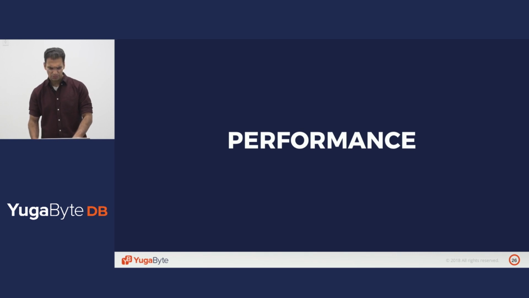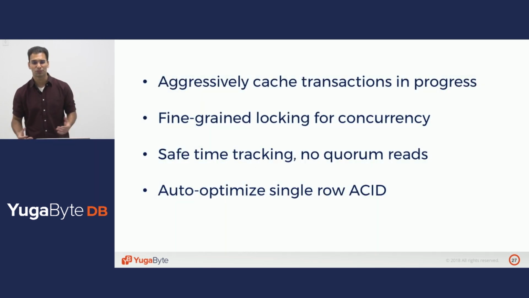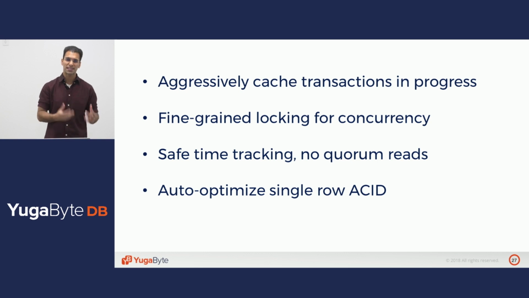Okay, quick talk about how we achieve performance. So recall that Yugabyte is transactional, but it is also highly performant. We employ a number of strategies inside the database to increase its performance. Things like aggressively caching information about transactions that are in progress, doing fine-grained locking for concurrency control. So we figure out what are the various types of operations that can overlap with each other and really optimize those. We also do safe time tracking, which is a topic in itself.